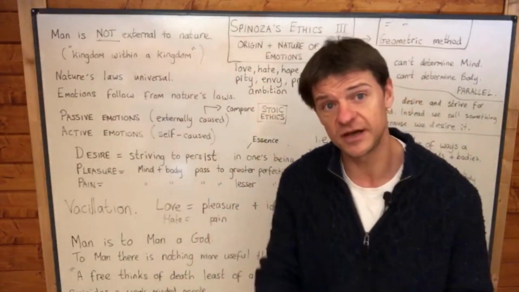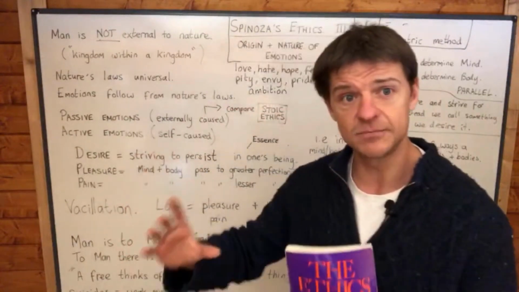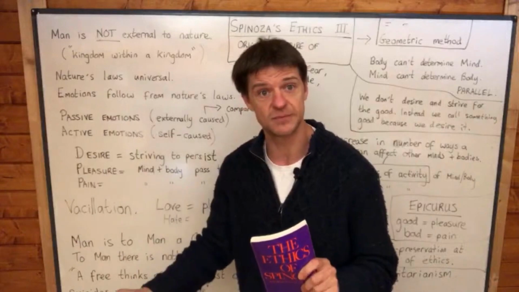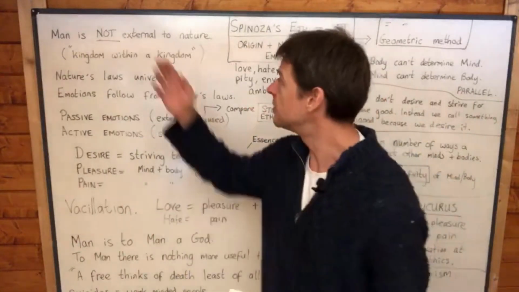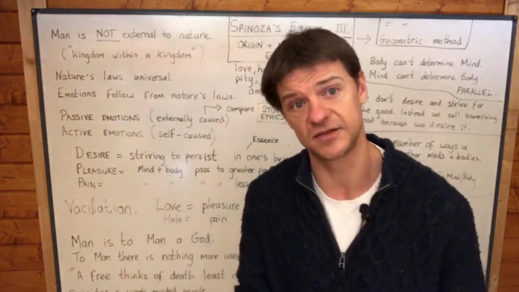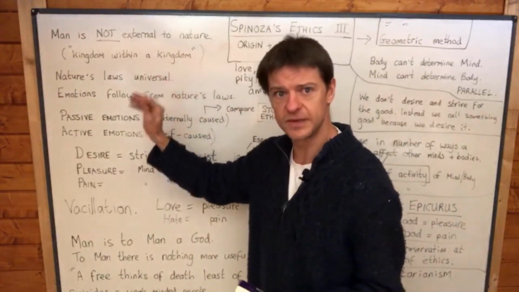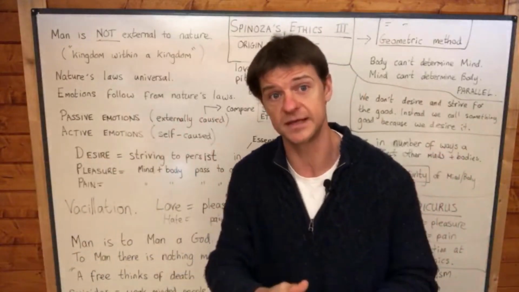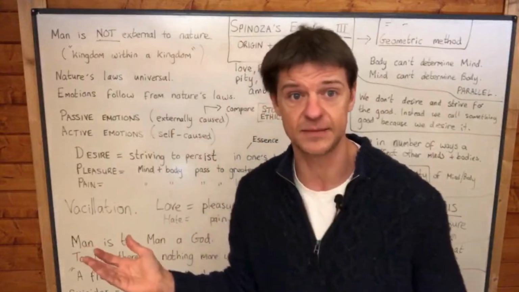He thinks that man is a part of nature. He's not external to nature. And this is precisely why he uses the geometric method. Bodies can be described geometrically, and so man ought to be described geometrically, because he's part of the same thing. He's subject to the same laws that the rest of nature is subject to. And so this is very important for Spinoza. Man is not something outside of nature, he's something very much within nature, part of nature, and he is subject to exactly the same laws.